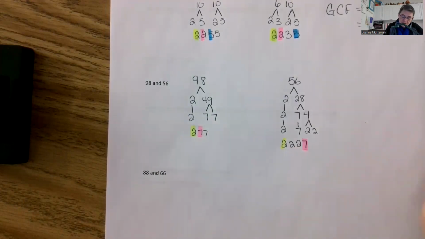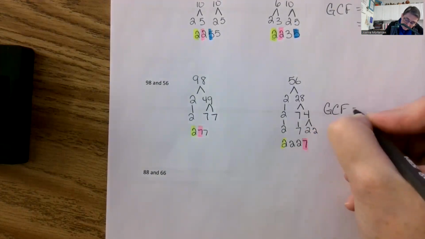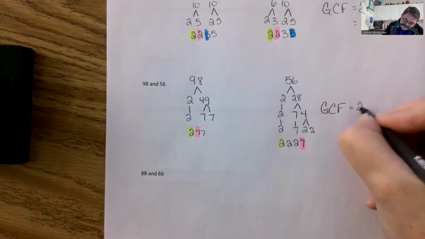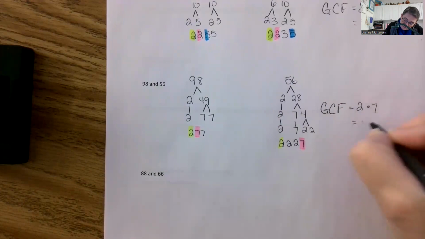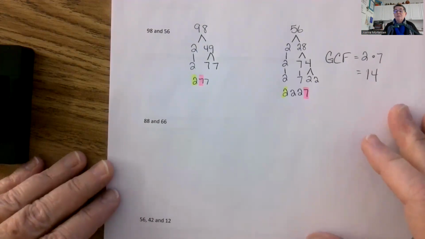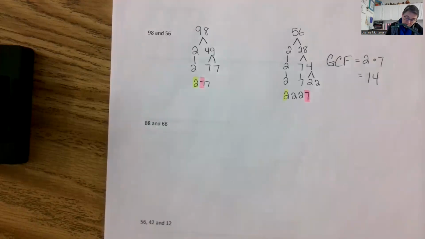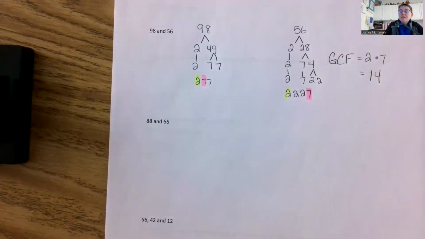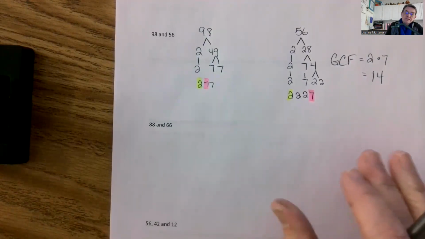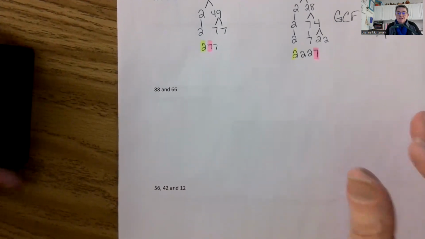So carrying on, my greatest common factor is equal to 2 times 7, 14. Ta-da! Are you liking this? This is pretty cool. I think it's pretty cool. Maybe not. Maybe I'm a nerd. Do it again. Feel free, if you're feeling more comfortable and you haven't done it all, stop the video and practice on your own.